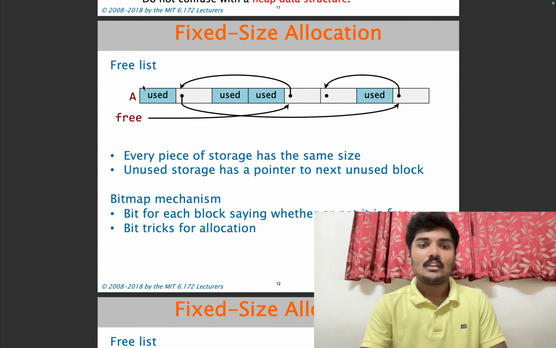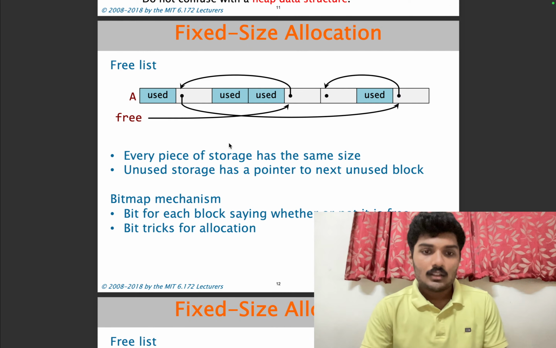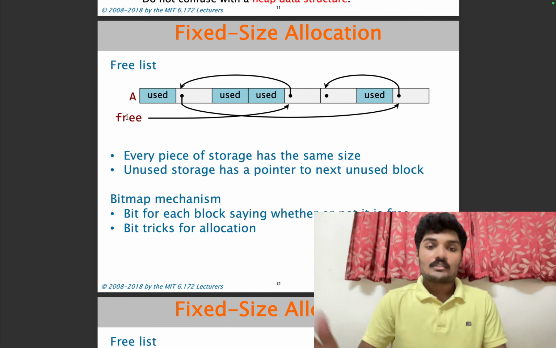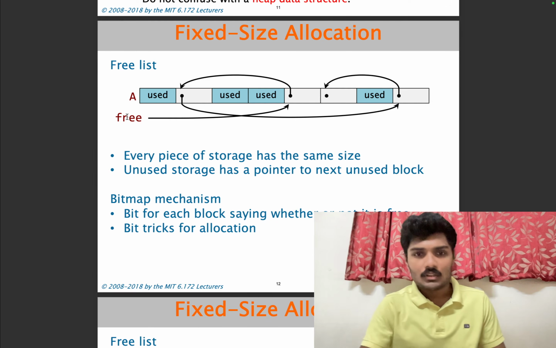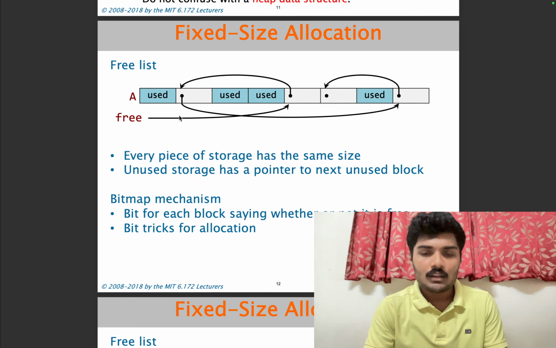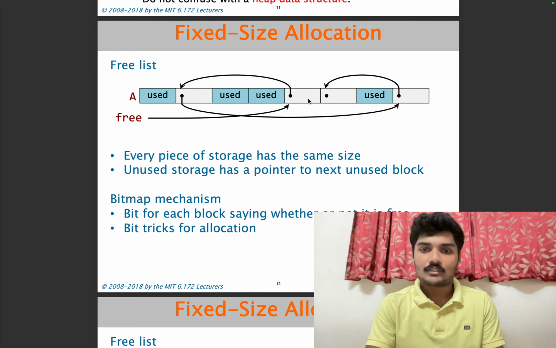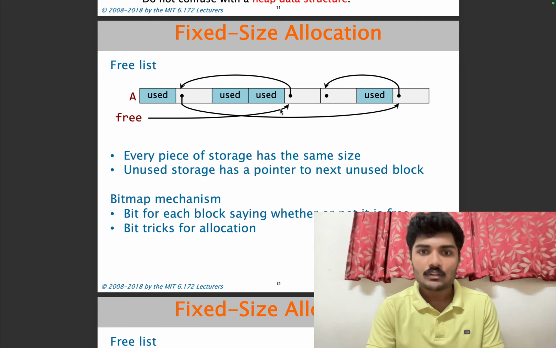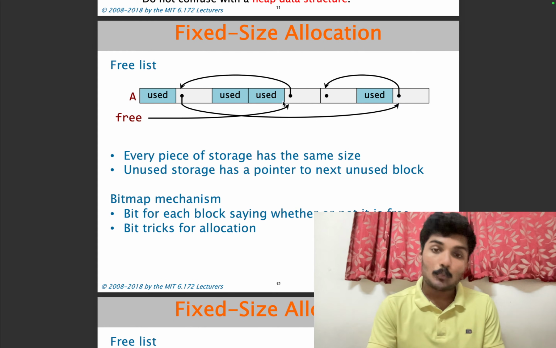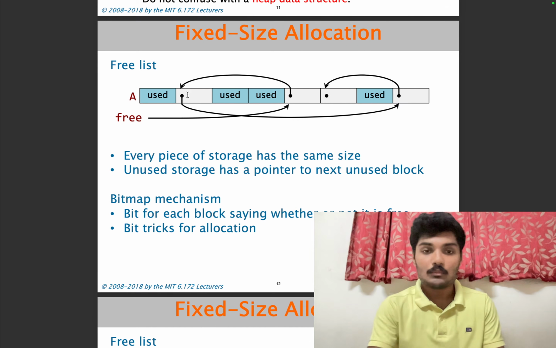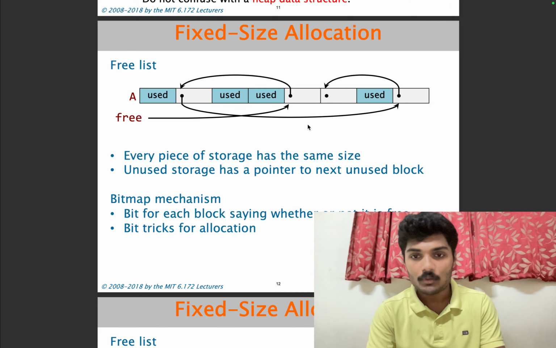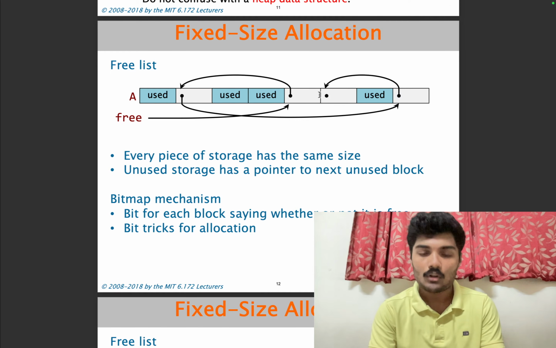So free list. How does a free list work? Let's say this is a free list. I think it's a doubly linked list. Let's say our freed up block starts from here. The free pointer will point to this block, and a pointer inside this block will point to the next free block. This free block will point to the next free block, and so on.